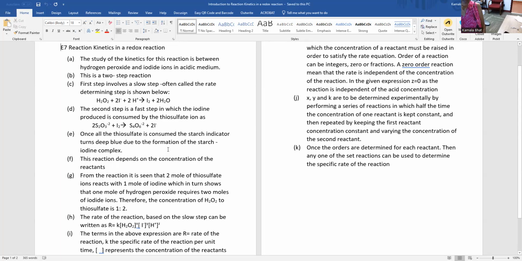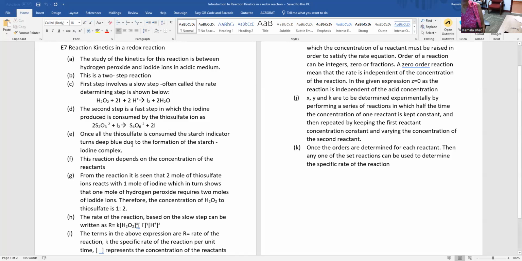From the reaction relating the conversion of thiosulfate with iodine mole, we see that 2 moles of thiosulfate reacts with 1 mole of iodine, which in turn requires 1 mole of hydrogen peroxide, which will provide 2 moles of iodide. And from this, we can see that the ratio of the concentration of H2O2 to the thiosulfate ion is 1:2.